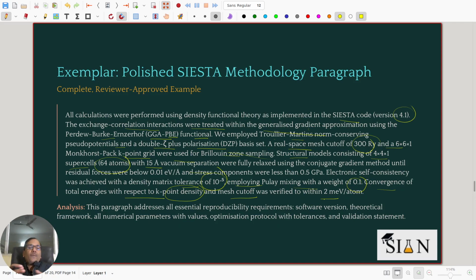So this paragraph actually addresses all essential reproducibility requirements: software version, theoretical framework, all numerical parameters and values, and also the optimization protocols with tolerance and validation statement. So write your methodology section, frame this type of sentence and submit in the group, or during the discussion session we can ask you to share your screen and we can check how you are able to write this or not.